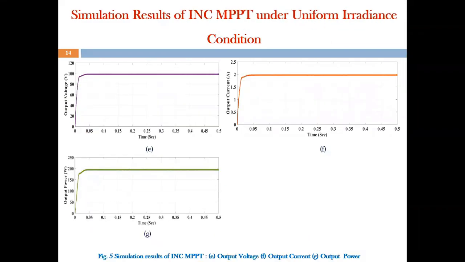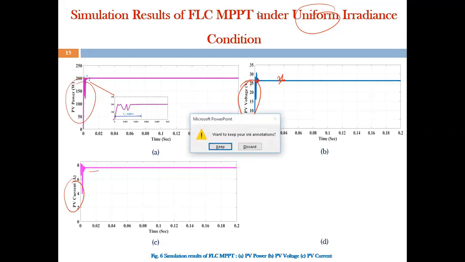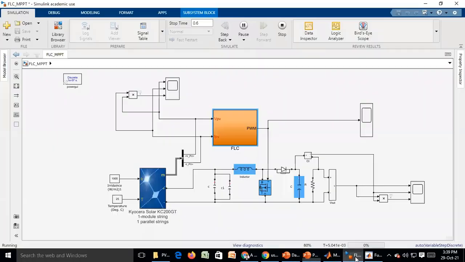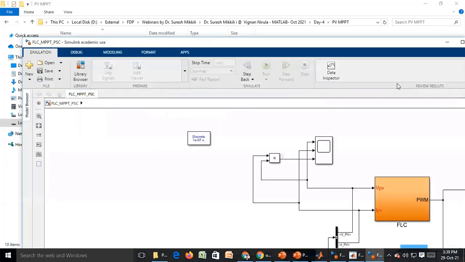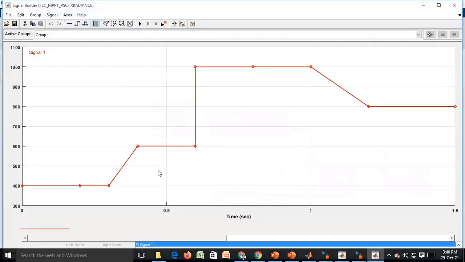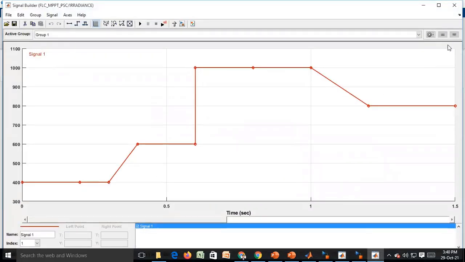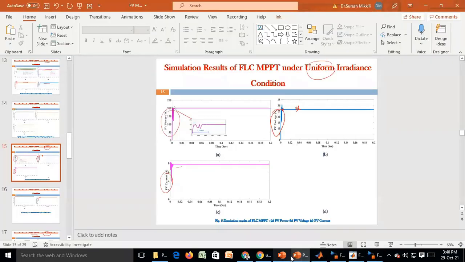This is under uniform conditions. Even the same thing, if I consider non-uniform conditions, which is taking too much time, I will show you just that, with fuzzy logic under non-uniform conditions. The remaining things will be the same. I will show you the result.